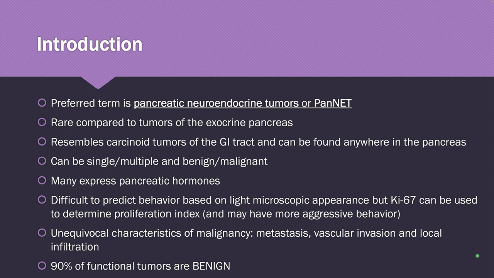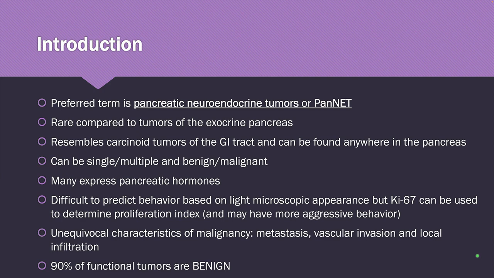It can be single or multiple and benign or malignant. And very important is that these tumors may express pancreatic hormone. So these may be functional tumors. Now, the behavior of these tumors is pretty difficult to predict based on light microscopic appearance, but Ki-67 may be used to determine the proliferation index. So, pag mas mataas ang proliferation index mo, basically in Ki-67, around more than 20%, generally speaking, they may indicate that they may have a more aggressive behavior.